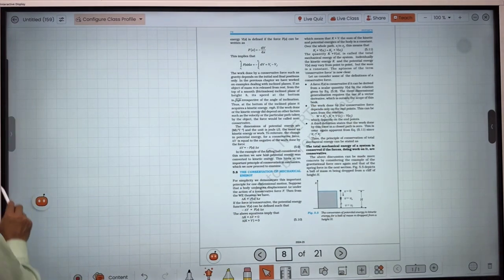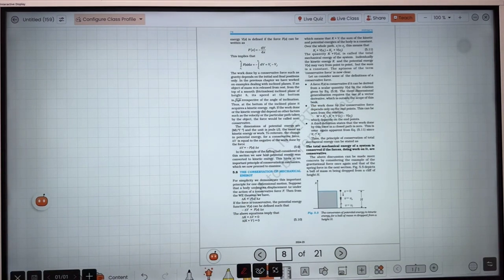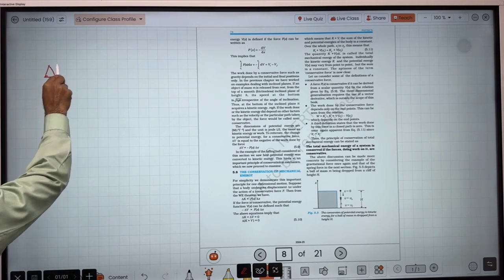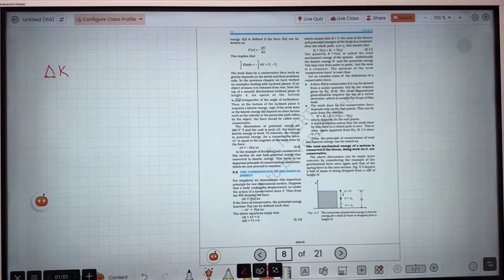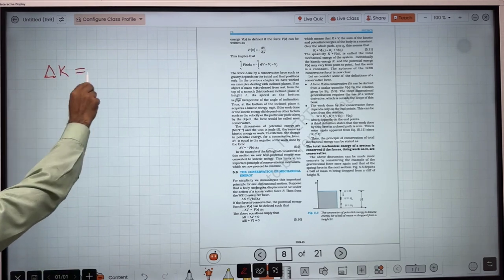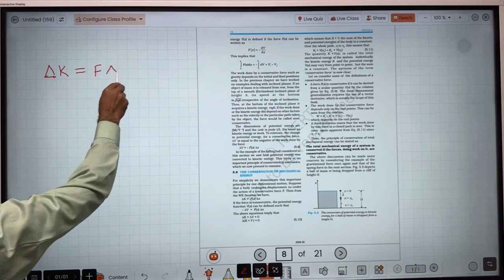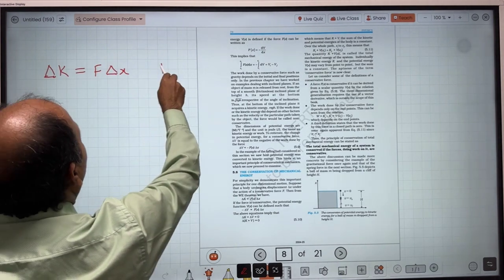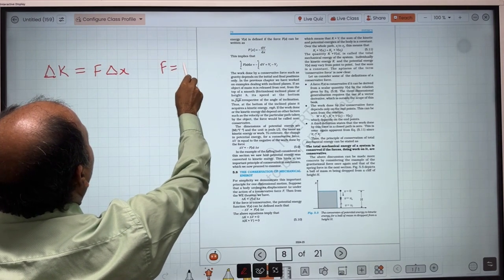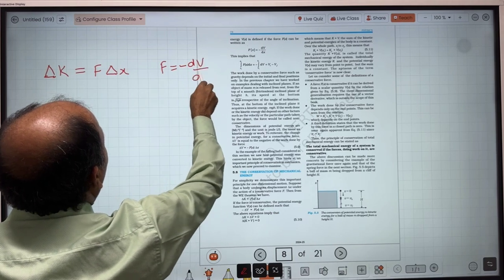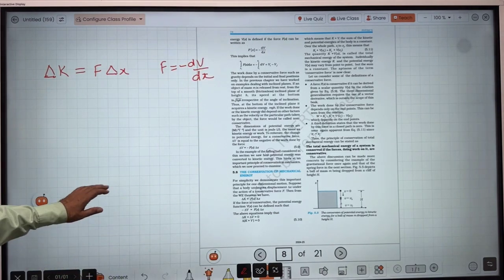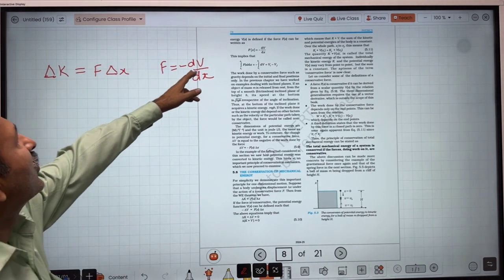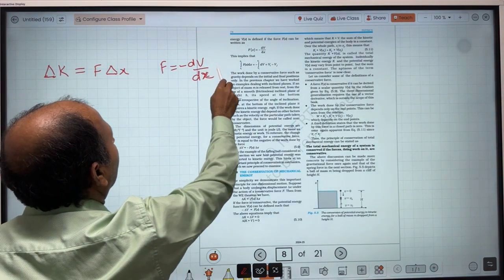Now we are going to see energy conservation. So change in kinetic energy, delta K, let's denote it, is given by work done, work energy theorem. So we can write F into delta x. But we have studied that if the force is conservative, it can be given as negative dV upon dx, the negative gradient of potential energy. We will do numericals based on it. Here we have to differentiate the potential energy with respect to x. I will show you how to do that.